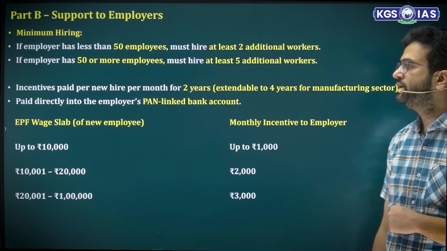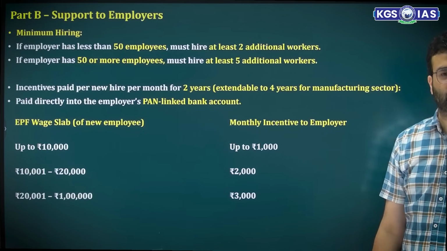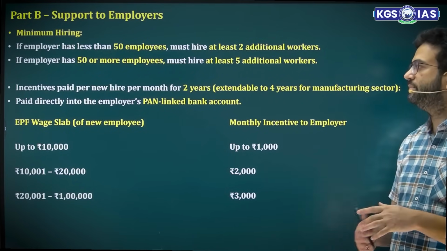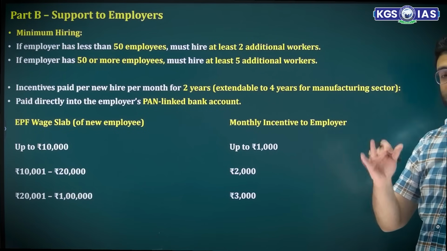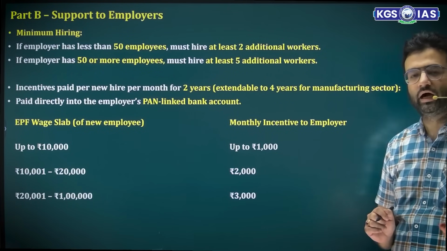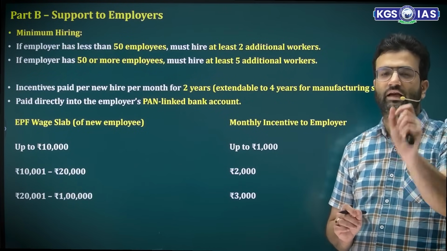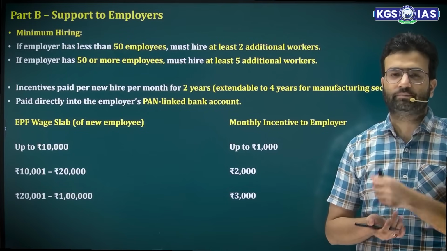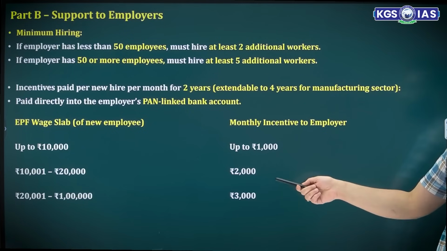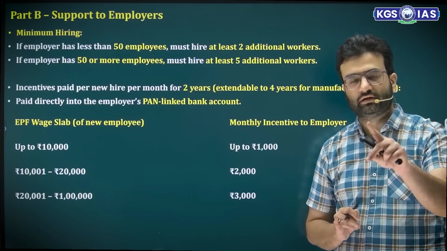Now let's say, for example, I hired 10 additional workers. So I fulfill this condition. Now government will pay me the incentive. Government will pay me the incentive per month for 2 years. That means, let's suppose I hired 10 employees and I am paying them a salary of 30,000 rupees. Now government provides me a monthly incentive of 3,000 rupees per employee.